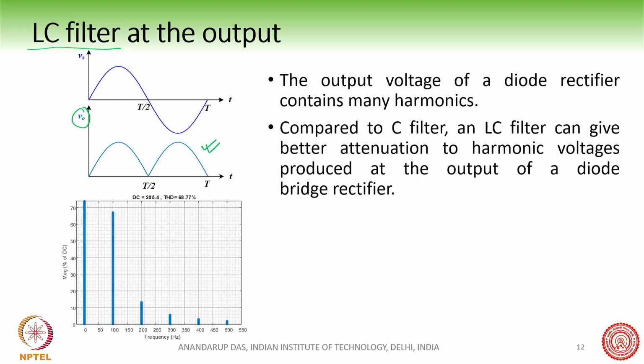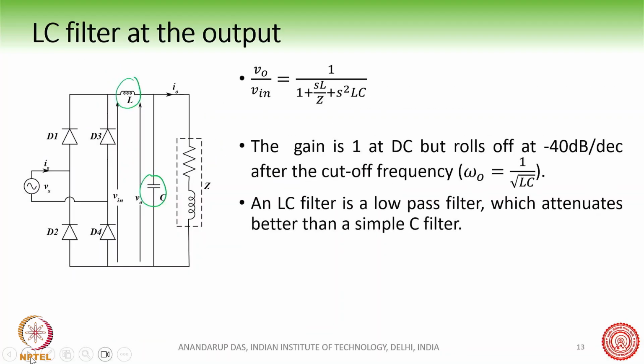This is the output voltage of the rectifier, and if you do the harmonic analysis, of course it has some DC component, but it has all the even harmonic components, like 100 hertz, 200 hertz, 300 hertz, like this. All the components are present at the output voltage. If you do the harmonic spectrum of this, an LC filter can be very good, as it can attenuate these higher order harmonics.